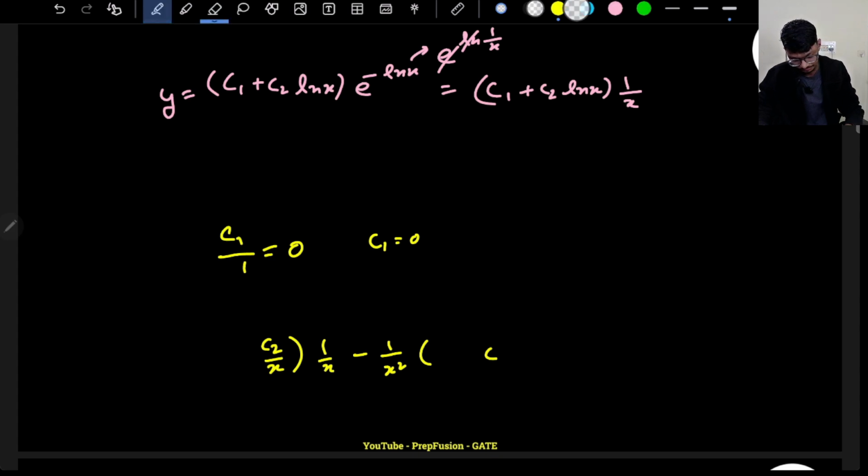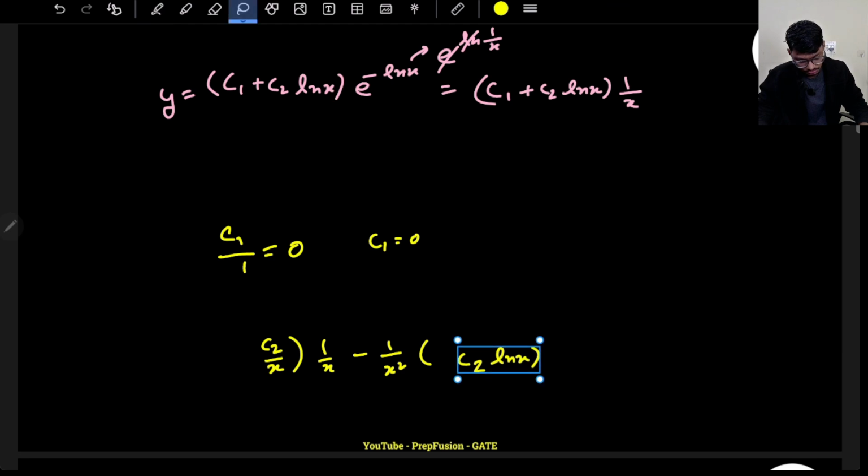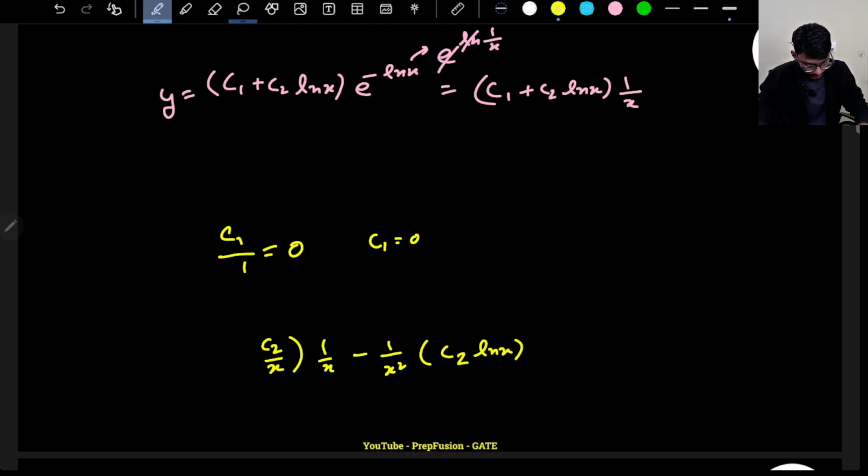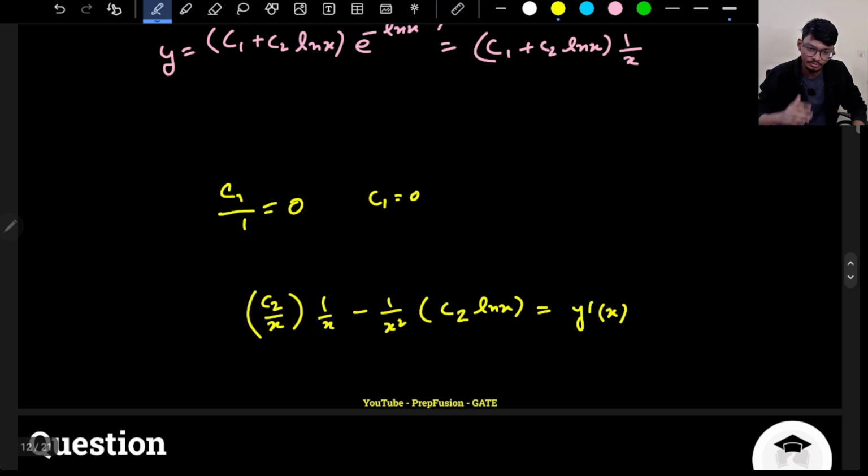So this will be equal to y dash, and y dash of 1 is 1. So this will be y dash of x. If I put here 1, this will be c2 minus 0, which equals 1. So c2 will be equal to simply 1.